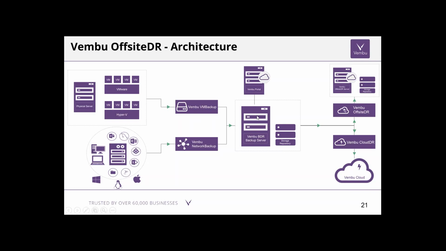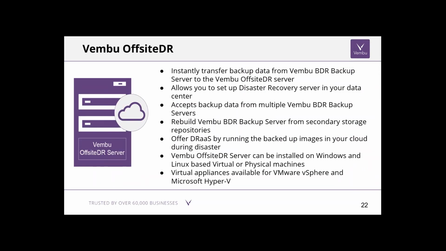So as I said, if your entire site went down on site 1, you can instantly boot them, and you can provide disaster recovery as a service where you can instantly boot site 1 on your DR site, and provide access to those machines to your employees. They can just start accessing those machines by using remote connections. These are all the key points when we talk about the Vembu OffsiteDR.